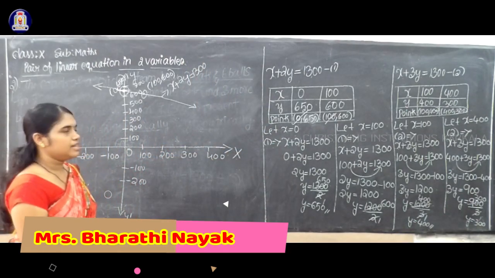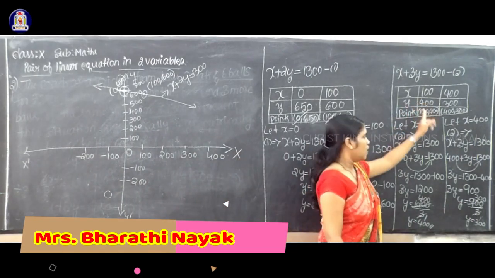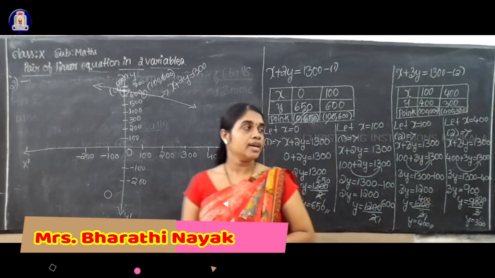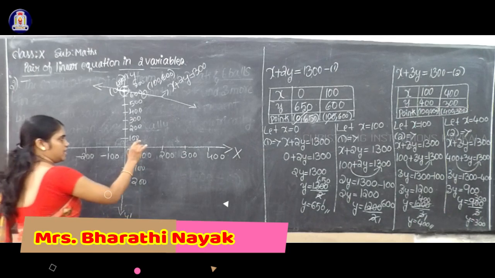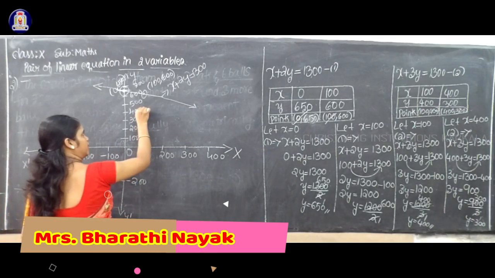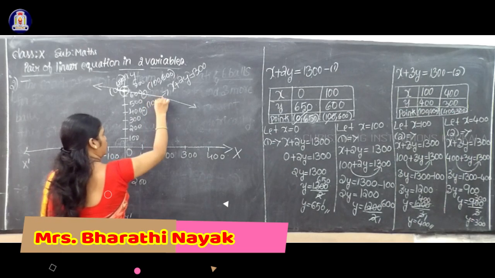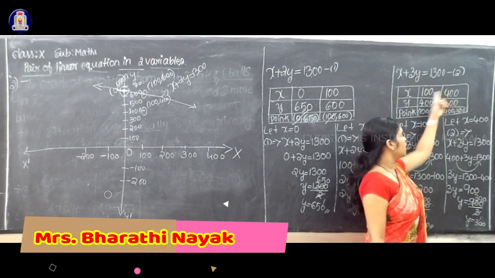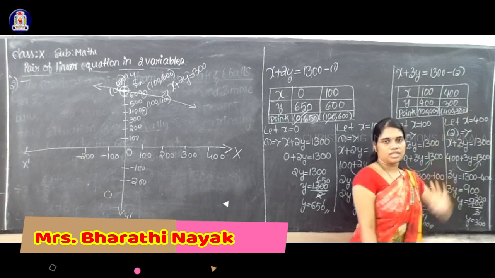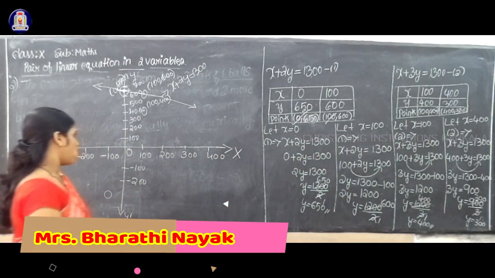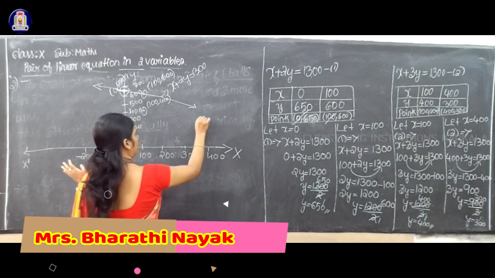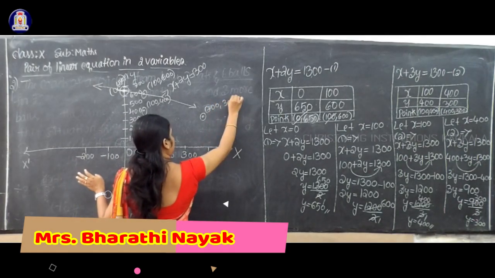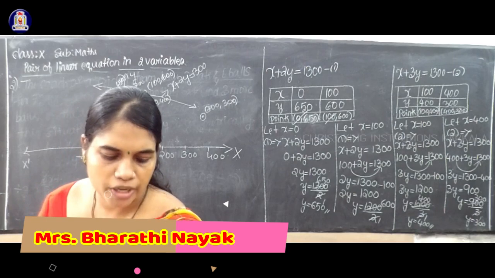Now we represent the second set of points. 100, 400. On the x-axis 100, on the y-axis 400. So this is 100, 400. Next, second point, x-axis 400, y-axis 300. So 400, 300. So we'll join those points now.